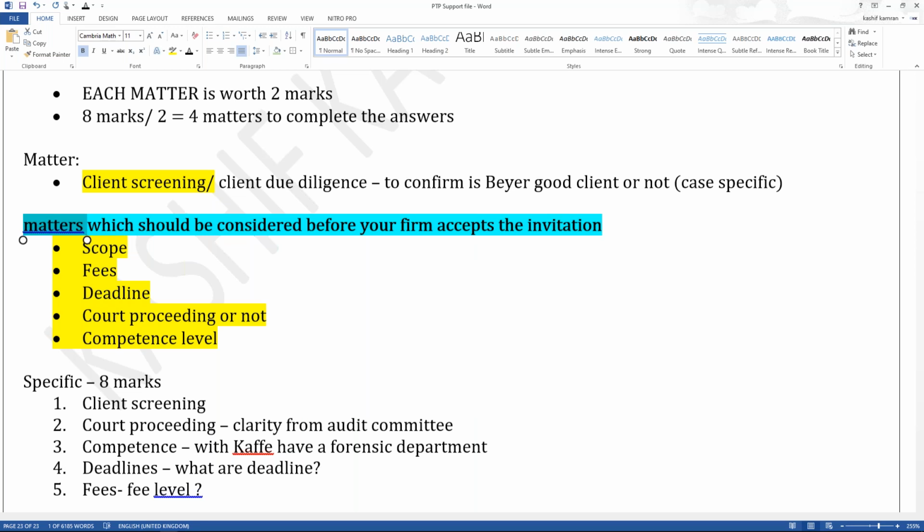So as a student, you should know the general list of matters which you consider before accepting, and you connect them with the case study. You make them relatable with the case study. So fees, connect that with the scope. The fees will be in accordance with the scope of the work. The fees will be in accordance with how much work the management wants you to perform, and so on and so forth, right? So you need to develop an 8 marks answer for it.